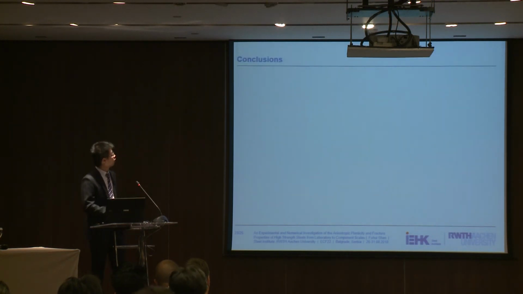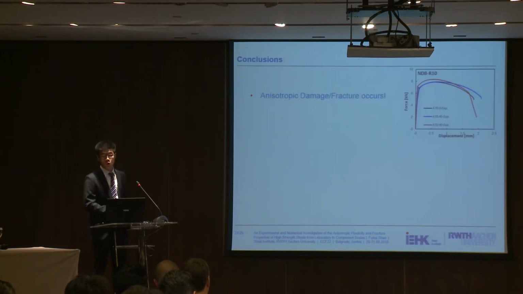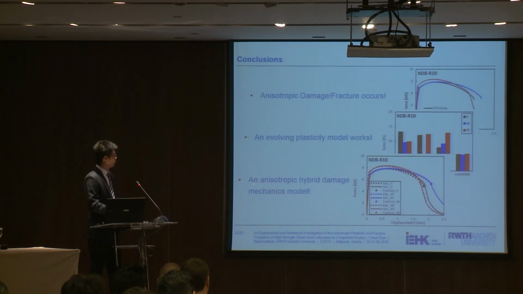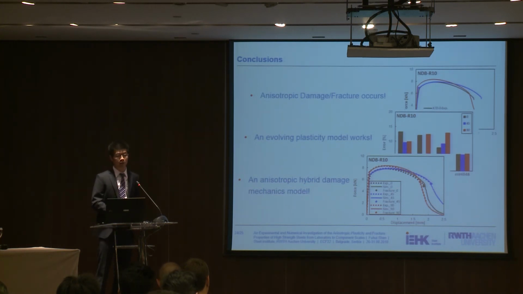So in general, I would like to conclude here that we have observed anisotropic damage and fracture in this material, and we used an evolving plasticity model to describe the anisotropic plasticity behavior of this material, and it works quite well. Then we further extended it to an anisotropic damage mechanics model to describe the final fracture behavior of this material. So it works quite well.